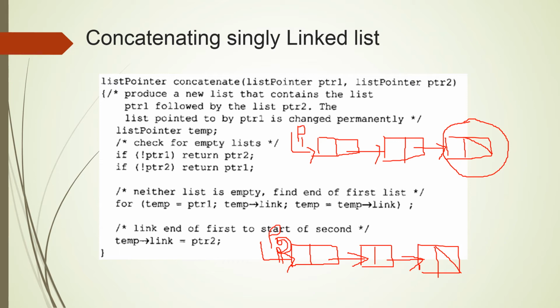For that we are using a for loop. For temp is equal to ptr1 means I will take one temporary variable and make temp point to the first node. Then temp of link, that means I will check the link field of the temp node. If it is null, it will be evaluated as false and it will come out. If it is not null, it will be evaluated as true.